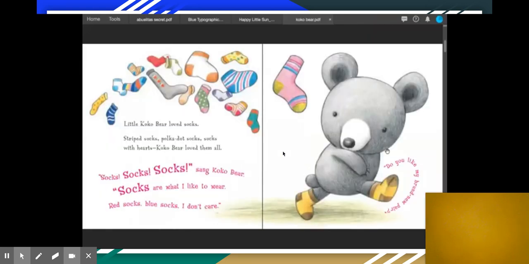Little Koko Bear loved socks. Striped socks, polka dot socks, socks with hearts. Koko Bear loved them all. Socks, socks, socks, sang Koko Bear. Socks are what I like to wear. Red socks, blue socks, I don't care. Do you like my brand new pair?